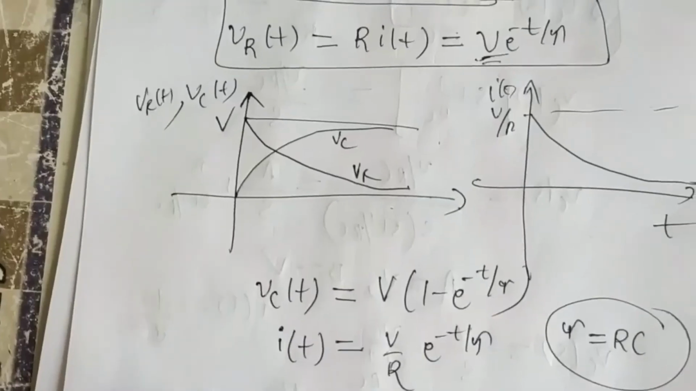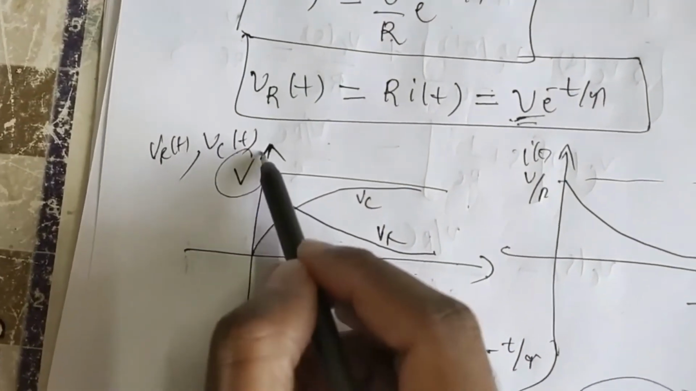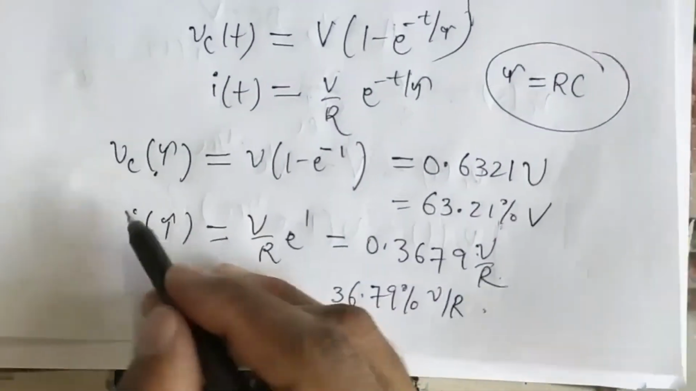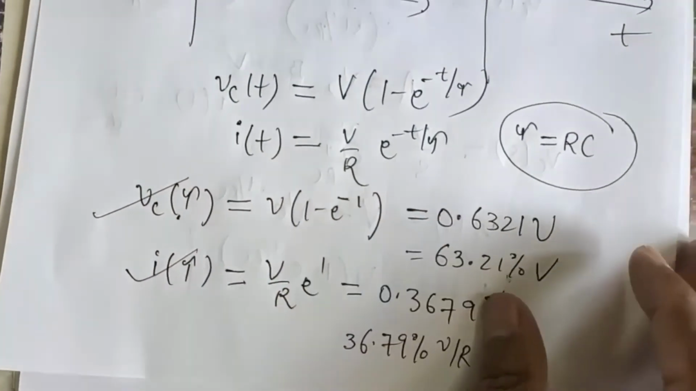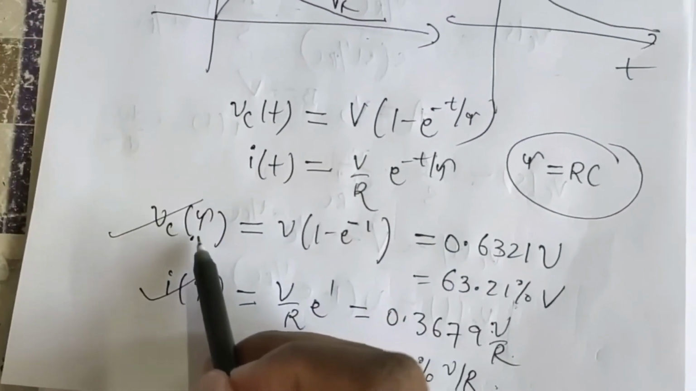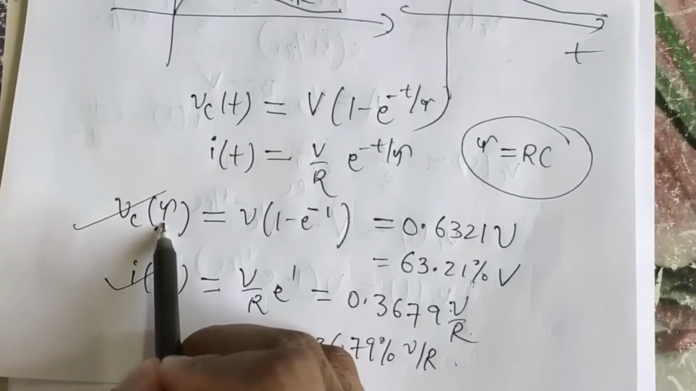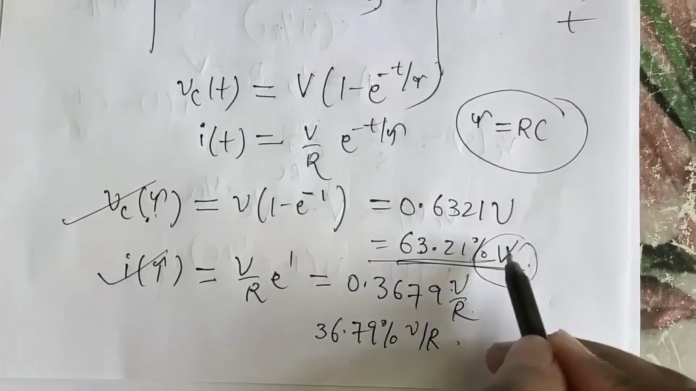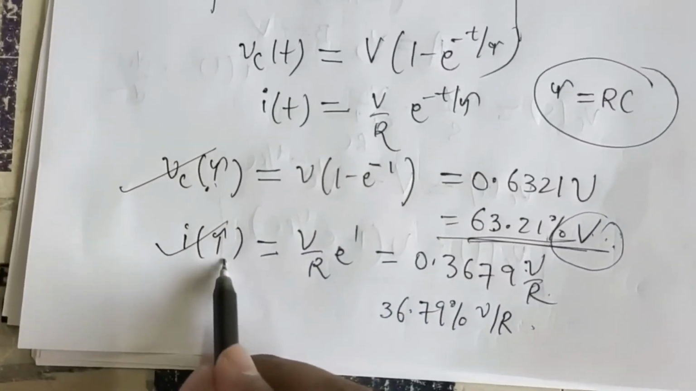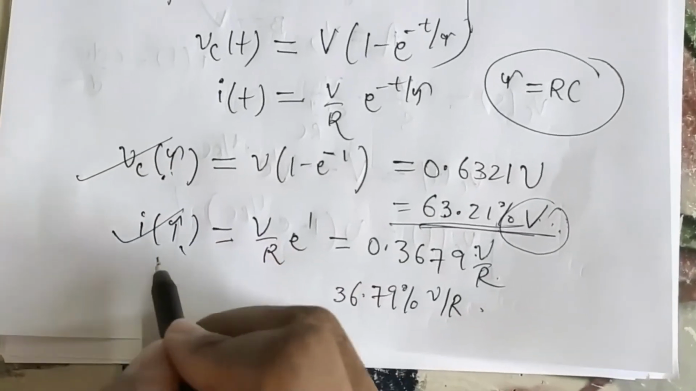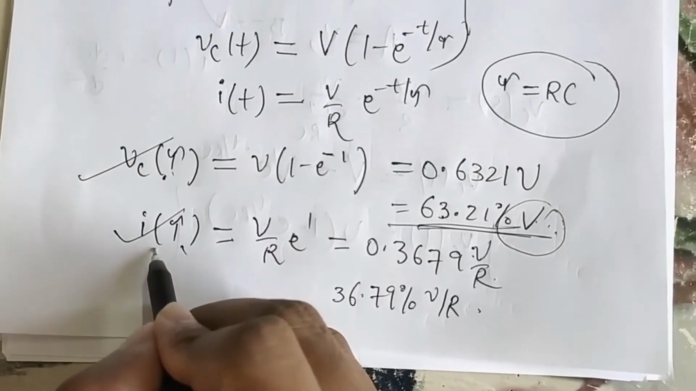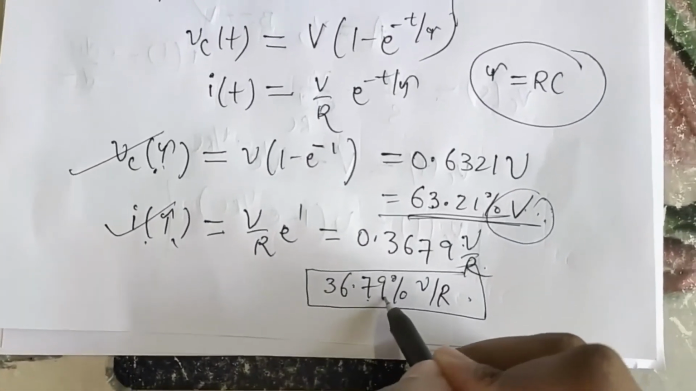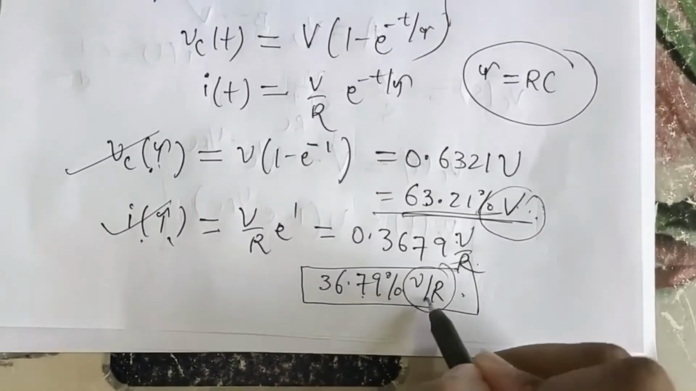In the case of Vc of t, the steady state value is V, but in the case of I of t, the steady state value is V by R. From these expressions, I can define the time constant of RC as the time taken for the voltage across the capacitor to reach 63.21% of the steady state value. Or in other words, I can also define the time constant of the RC circuit as the time taken for the current flowing through the capacitor to fall to 36.79% of its initial value.